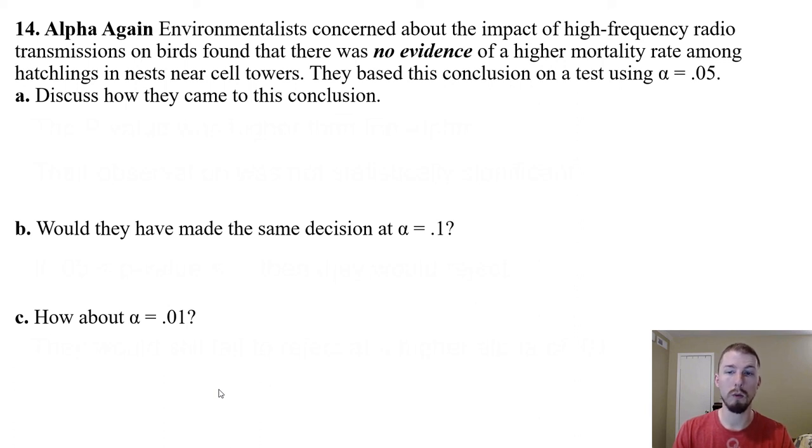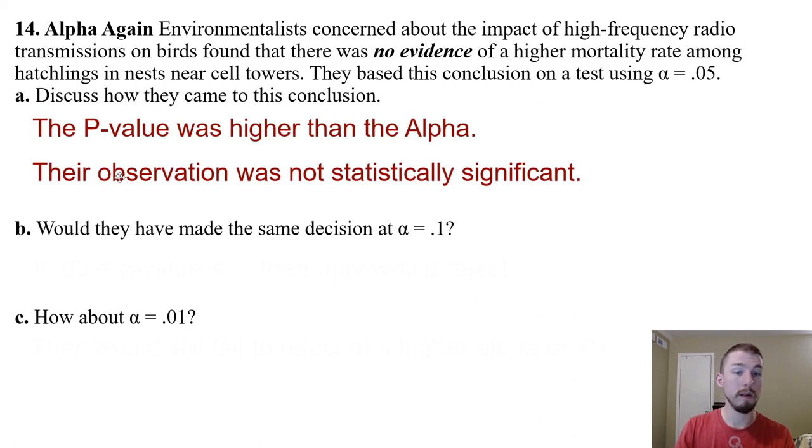So the p-value was higher than the alpha level, right? So they found the probability of this occurring was more likely than 5%. It wasn't just in the top 5%. So they didn't have enough evidence to suggest that the high frequency radios were increasing the hatchling fatalities. So the p-value was higher than the alpha level, so the observations were not statistically significant.